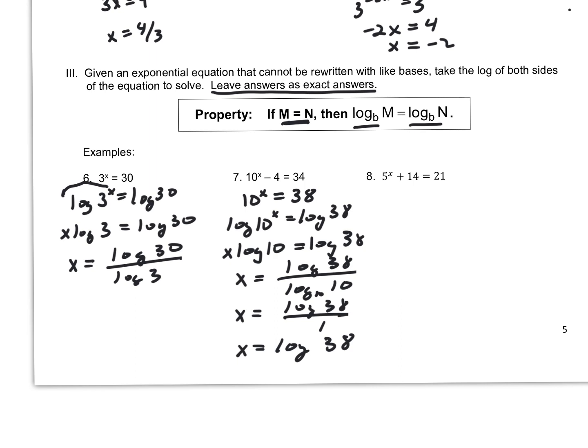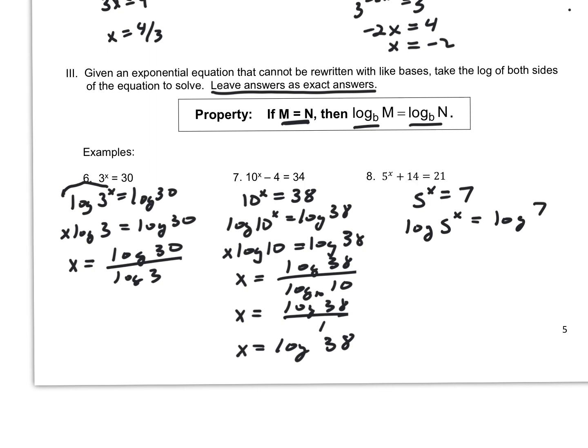All right, number 8, 5 to the x plus 14 equals 21. Again, I want to get the exponent part by itself, so I'm going to subtract 14. 21 minus 14 is 7. Again, 5 and 7 can't have a common base, so I'm going to log both sides. So log of 5 to the x equals log of 7. Now, if you wanted to, you could put log base 8 of 5 to the x equals log base 8 of 7. That just complicates things. So we're used to being in base 10, so the best choice is to put it into base 10. Next semester we'll learn about natural logs, and that's also another good choice.